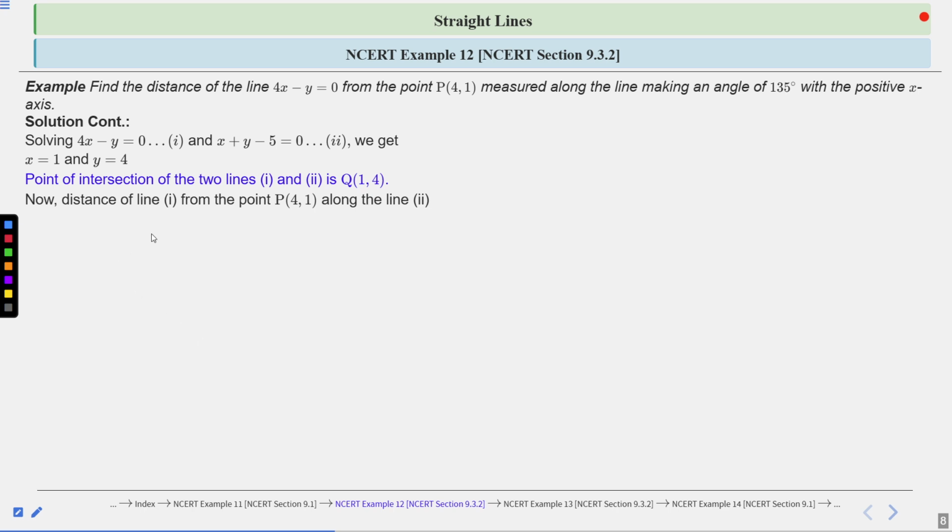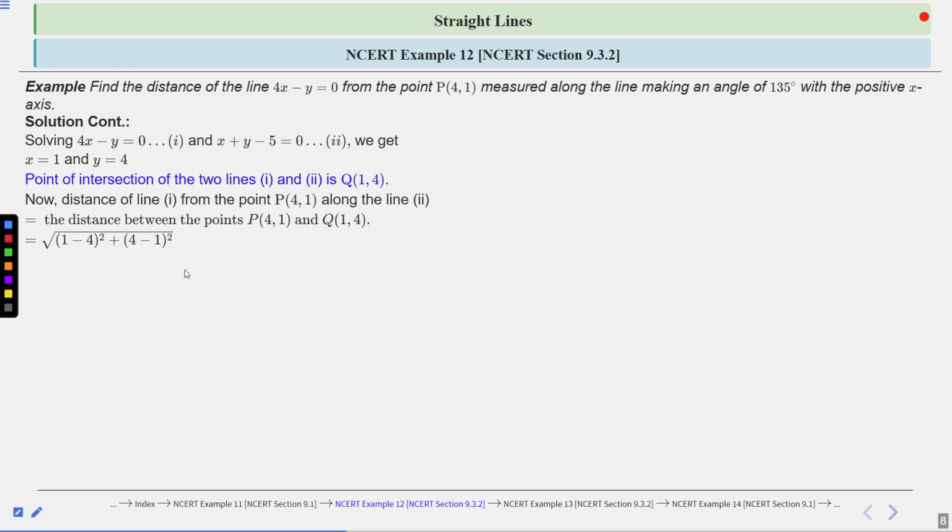Now the distance of line 1 from the point P 4 comma 1 along the line 2 is basically the distance between the points P 4 comma 1 and Q 1 comma 4. Okay, so it is nothing but the distance between the points P 4 comma 1 and Q 1 comma 4.